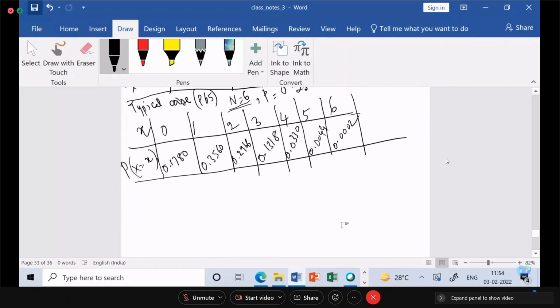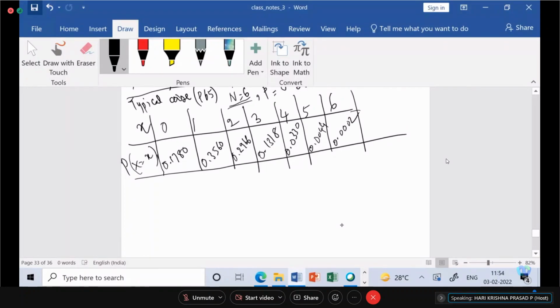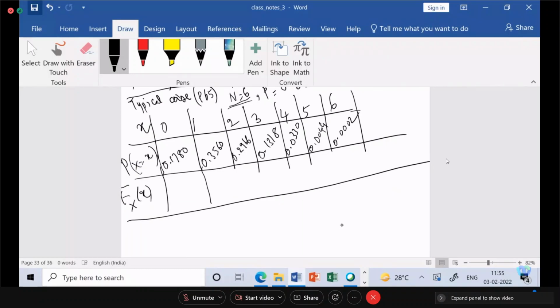Now the question is how to find out the median of this discrete random variable. Let us put down the values for the distribution function also. So this is 0.1780, that is the first value. Then the next value is the sum of this value along with previous values. So 0.3560 plus 0.1780. So how much is it? 0.5340.